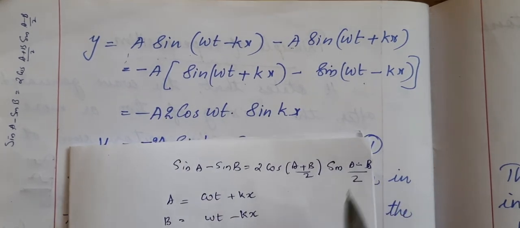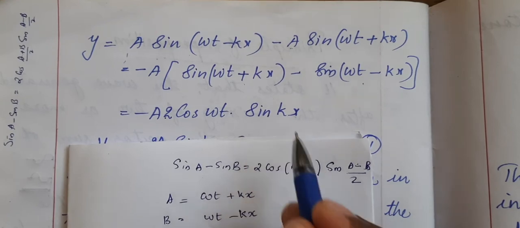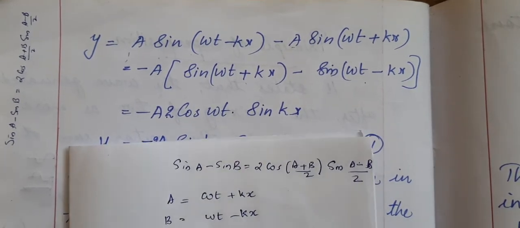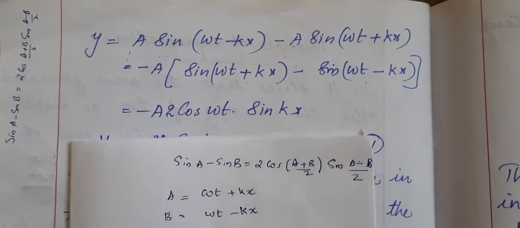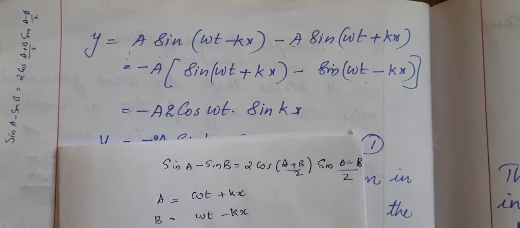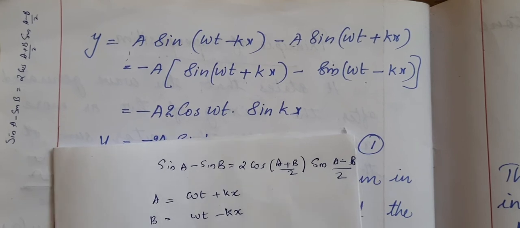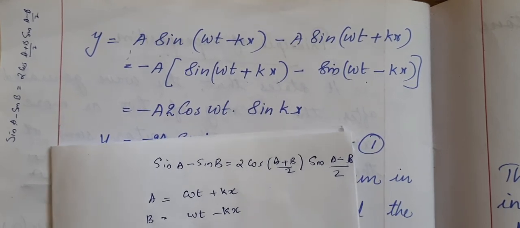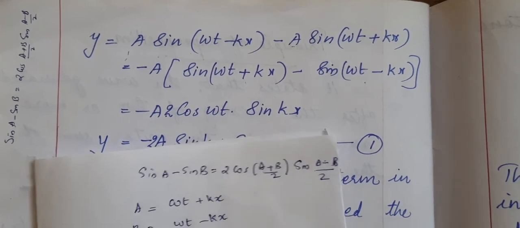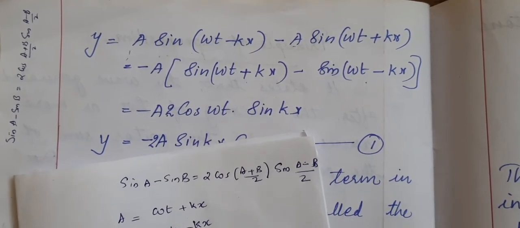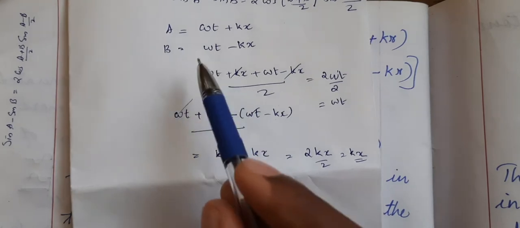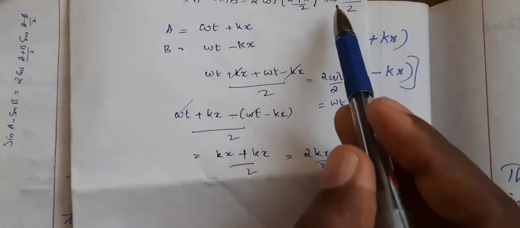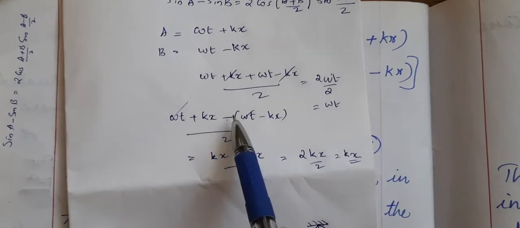And next is sine of (a minus b)/2. This (a minus b)/2 will be (omega t plus kx minus omega t minus kx)/2. This is omega t minus omega t, and kx minus minus kx is plus kx, so you get 2kx by 2, that is kx. So that's what is written here. Two things: one is (a plus b)/2, that is omega t. The other, (a minus b)/2, is (omega t plus kx minus omega t plus kx)/2, which will give you kx.